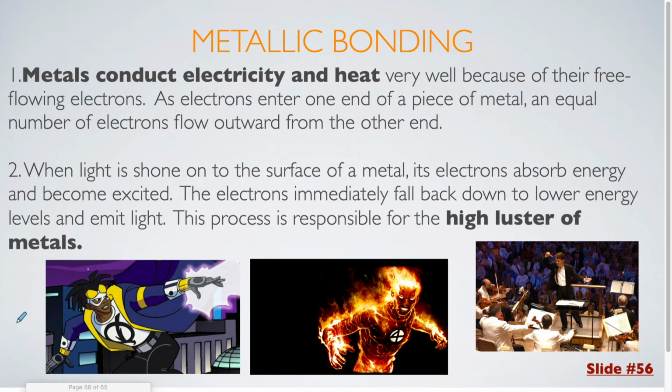The properties that we can expect for metallic bonding include each of the following. Metals conduct heat and electricity very well because of their free-flowing electrons. As electrons enter one piece of the metal, an equal number of electrons can flow from the other end. When light is shown on the surface of a metal, its electrons absorb energy and become excited. The electrons immediately fall back down to a lower energy level and emit light. This process is responsible for the high luster of metals.